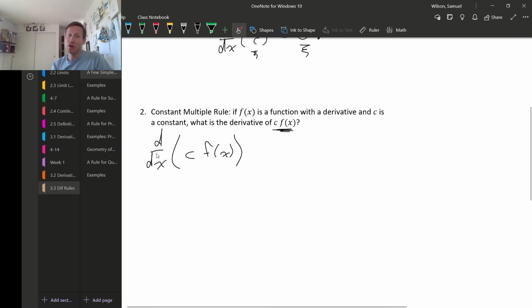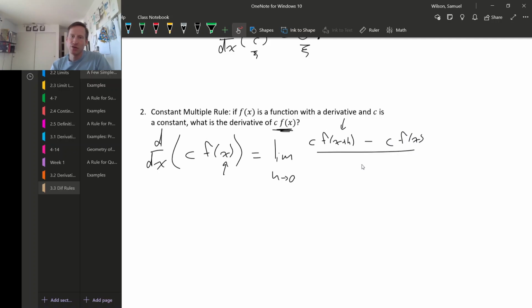All right, well, we don't have a derivative rule for this situation yet, so we have to use the limit definition. This is the limit as h goes to 0 of c times f of x plus h, right? We're plugging x plus h in to the function, minus c times f of x over h. But look, in the numerator, both terms have a c, so we could write this like limit as h goes to 0 of c times f of x plus h minus f of x over h.